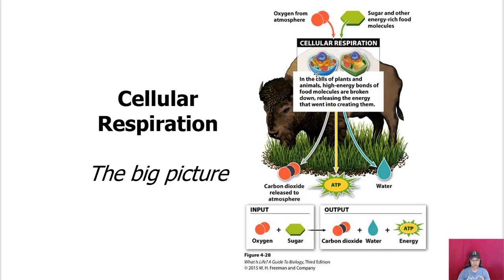both types of cells, right, animal cells and plant cells, are using cellular respiration. And so the inputs to cellular respiration are sugar and other energy-rich food molecules and oxygen. Put in sugar, you put in oxygen, the cells are going to perform cellular respiration. The outputs are going to be carbon dioxide, ATP, which is the whole reason why we are eating, right? So we can get to that ATP, and water.